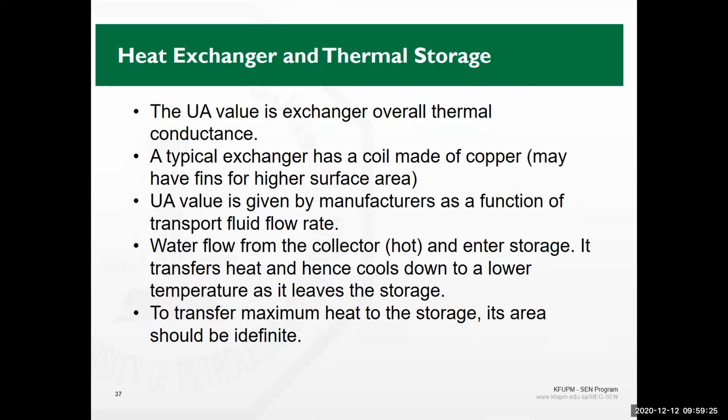The UA value of the exchanger is important. U is the overall heat transfer coefficient. A is the total surface area of heat transfer. This expression UA is called the conductance of the heat exchanger, which is one of the parameters that is extremely important to be published by the heat exchanger manufacturers. A company producing heat exchangers should indicate the UA value of its unit. A typical exchanger may have a coil made of copper. It can be finned coils.